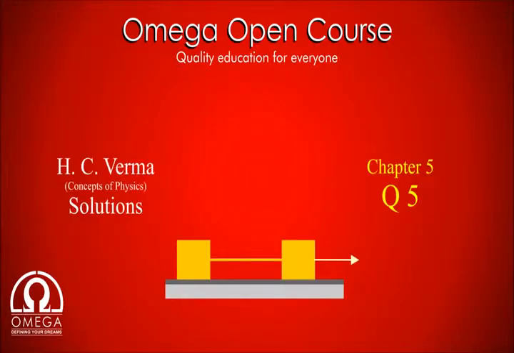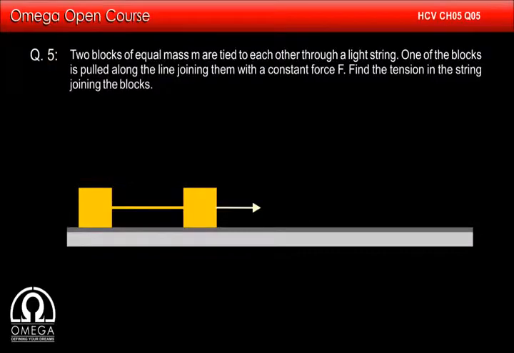H.C. Verma, Chapter 5, Question number 5. Two blocks of equal mass are tied to each other through a light string. One of the blocks is pulled along the line joining them with a constant force F. Find the tension in the string joining the blocks.